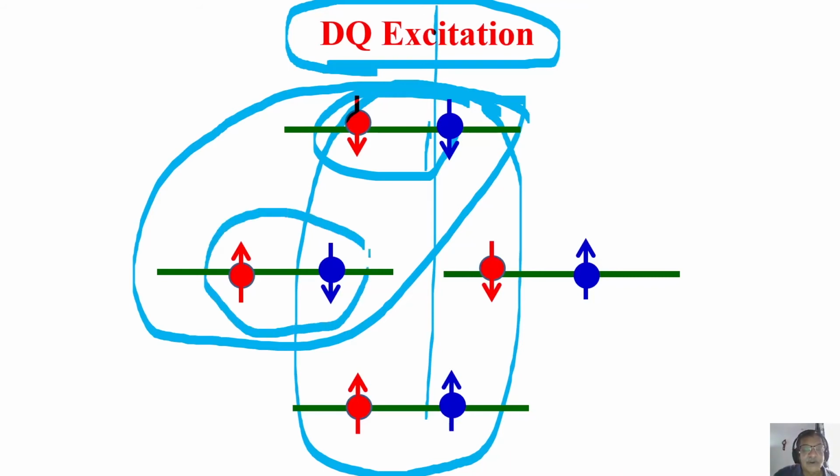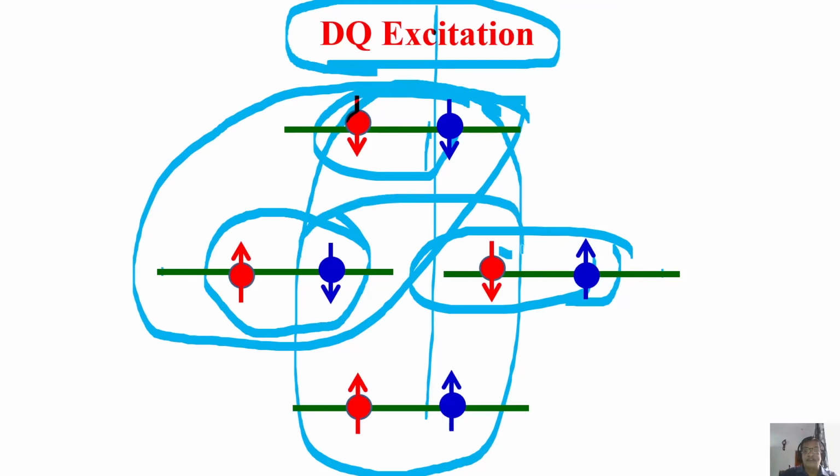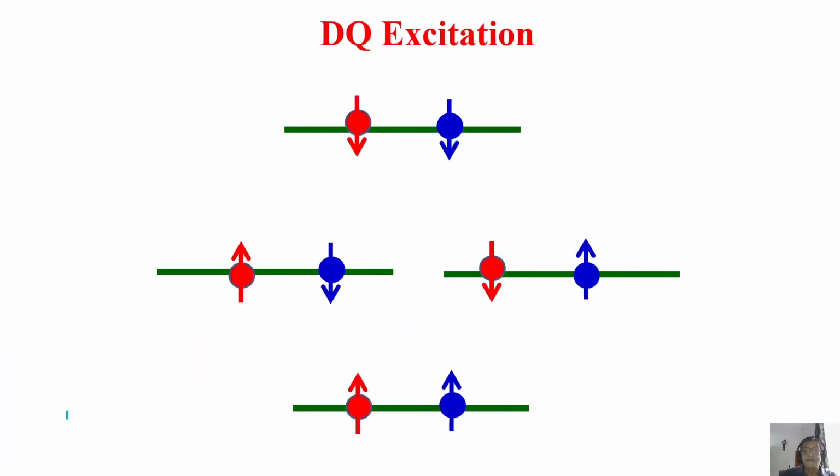What about this one, 0 to 0? The magnetic quantum number of this energy state is 0. This is also 0. This energy state to this energy state, is there a transition allowed? This to this, is the transition allowed? No, because this is 0 to 0. This is a forbidden transition.